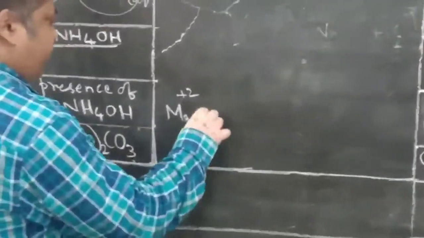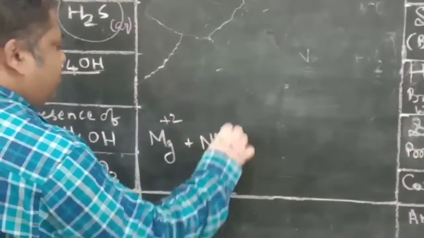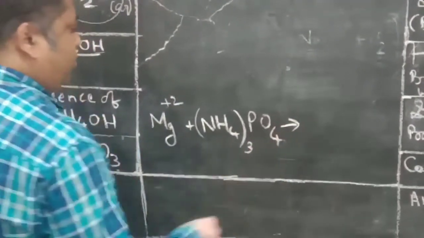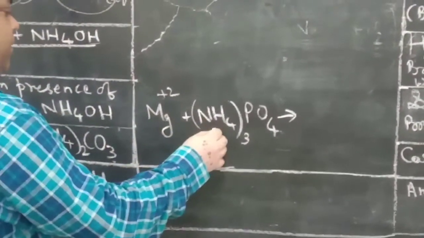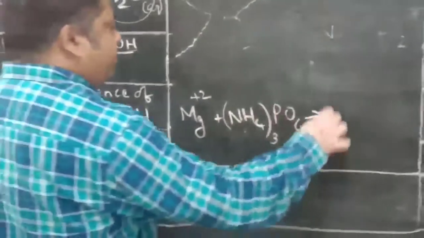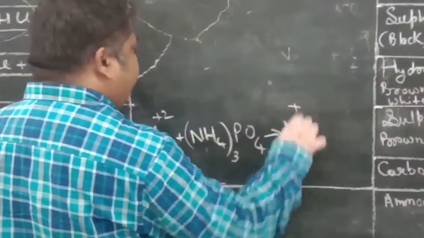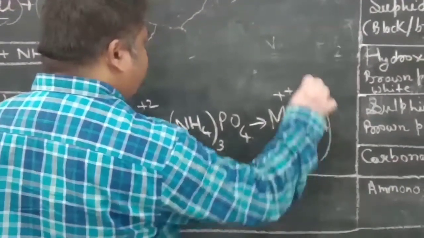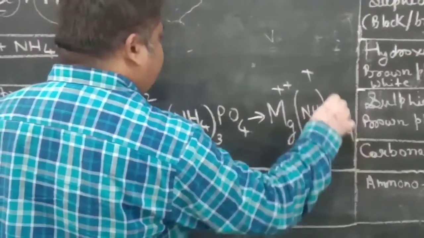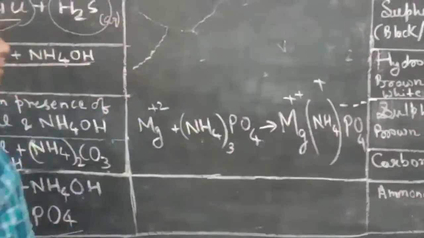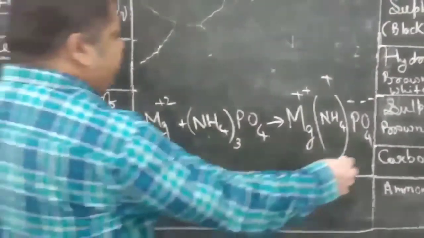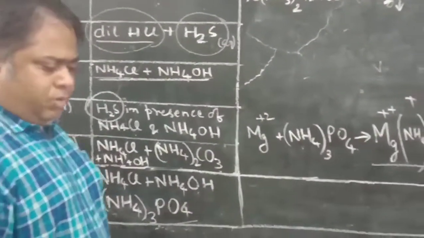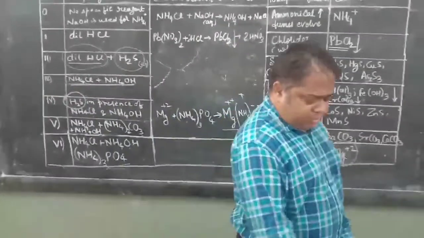So with ammonium phosphate, two of the ammonium ions can be displaced by one magnesium. So one magnesium ion can displace two ammonium ions, and the three charges of phosphate can be satisfied. In this way it will form a white precipitate of magnesium ammonium phosphate. So we will see a few of these reactions now.